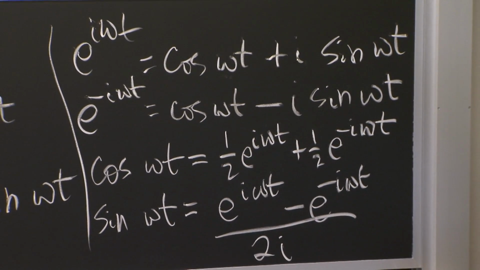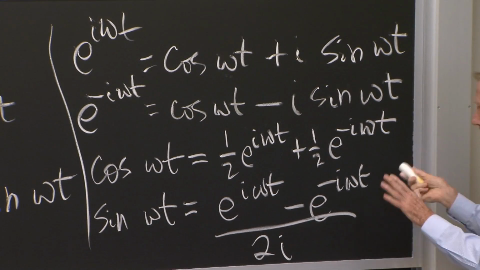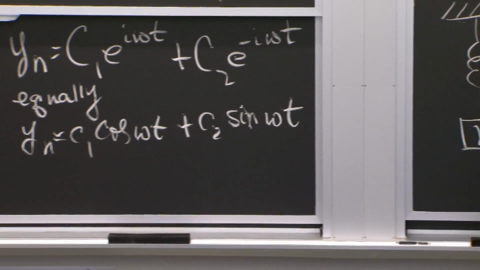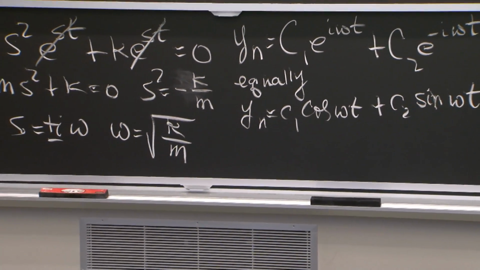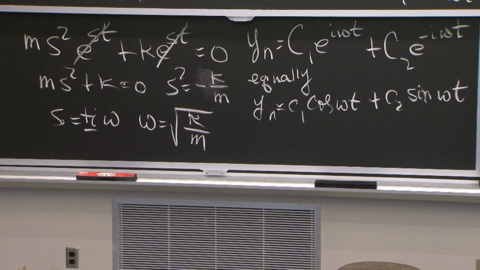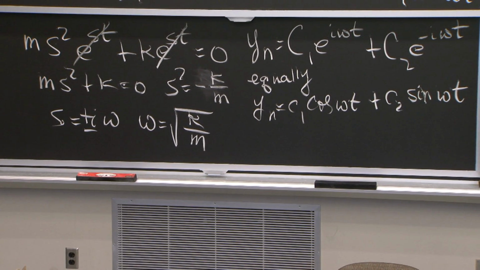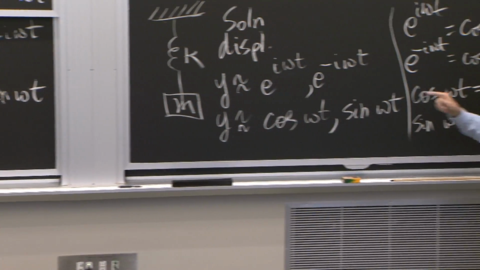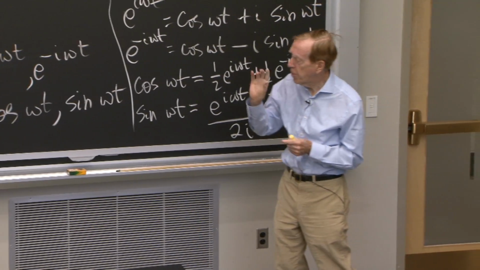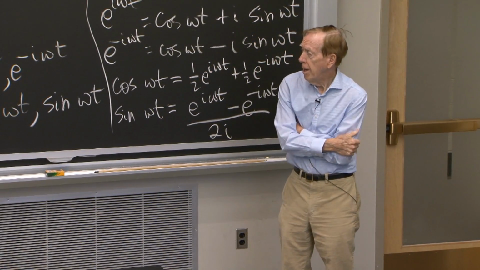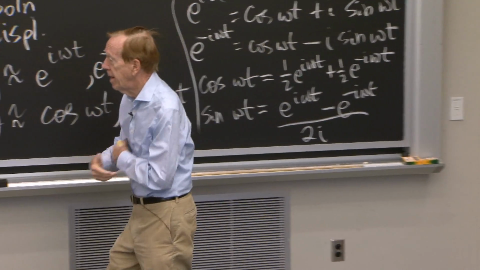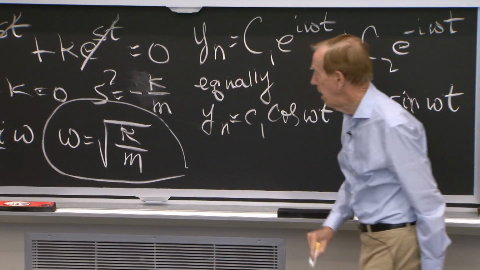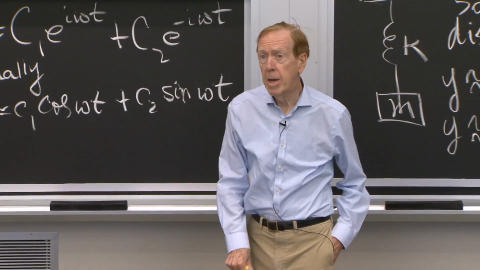Right. So this just tells me that I can go either way. Right. Next time we'll see what happens when there's damping and there's complex numbers instead of pure i omegas. Okay, we're golden here. We found the great quantity with the right units.